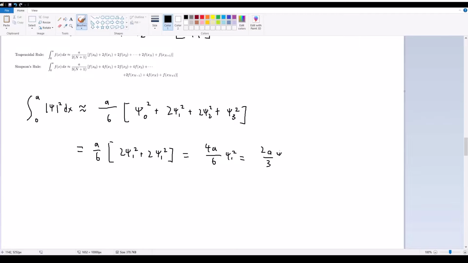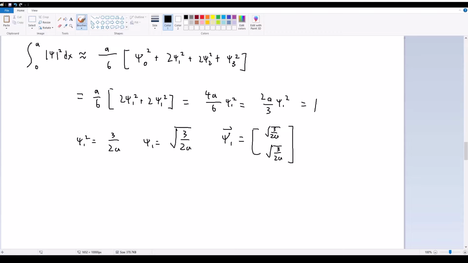3 psi 1 squared. Which means that since this is equal to 1, then psi 1 squared is equal to 3 over 2a, which means that psi 1 is equal to the square root of 3 over 2a. In that case, our vector, psi 1, is going to be root 3 over 2a and root 3 over 2a.